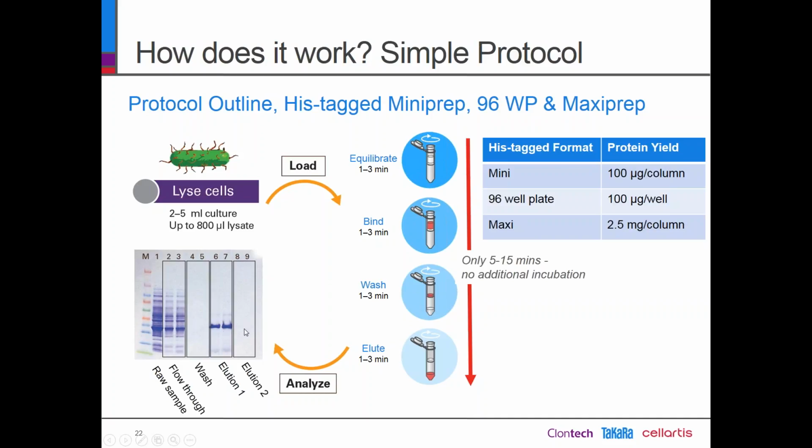You can do a second elution, but as you see, it doesn't really make sense because you get already the majority of material out in the first elution. So one elution is enough. The yields that you can get with this is for the mini, sorry, it's about 100 microgram per column. For the 96 well plate, it's also the same.